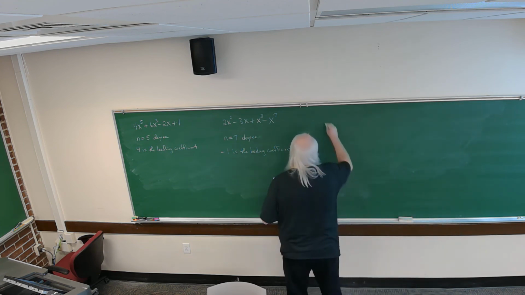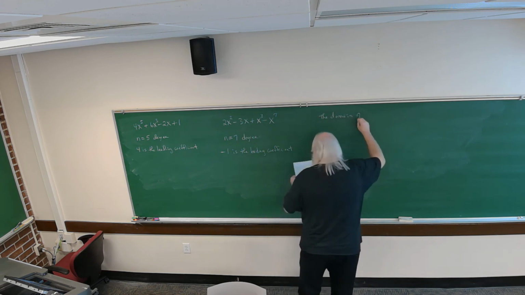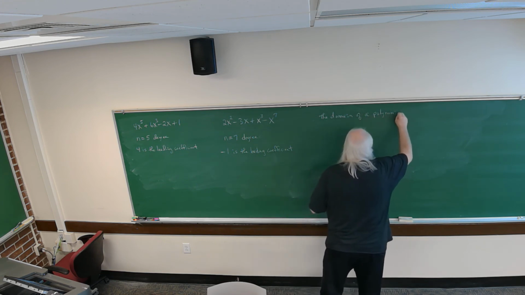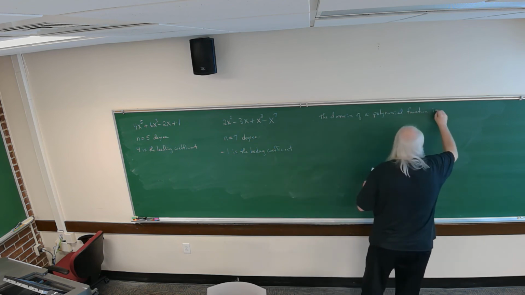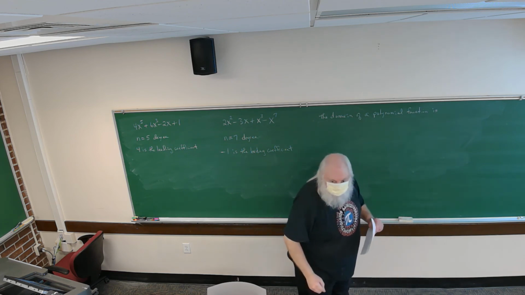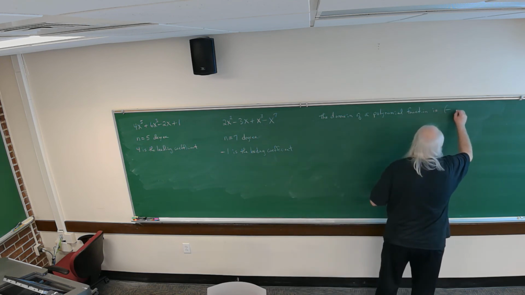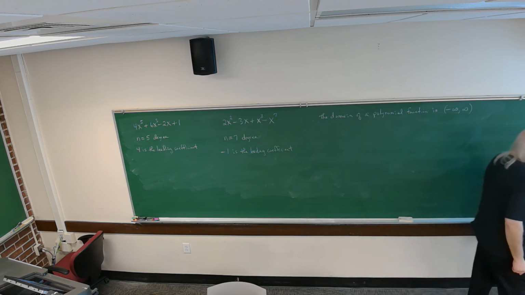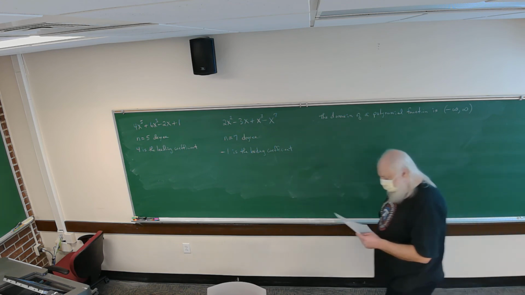the domain of a polynomial function, or all polynomial functions, is what? Does anybody remember from our high school days, maybe? It's all real numbers, minus infinity to plus infinity. You can put in any real number for x in a polynomial function, and the right-hand side value would be a real number.